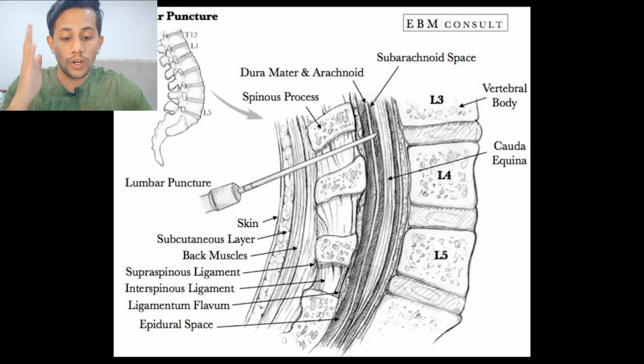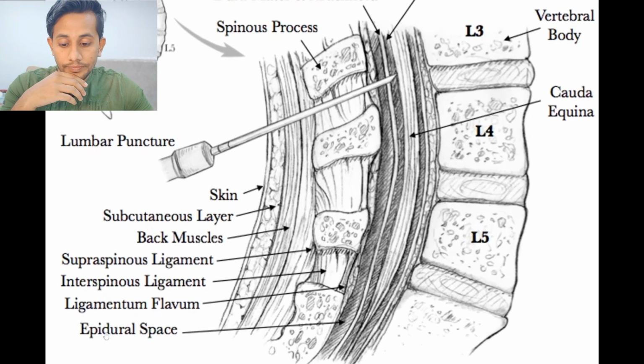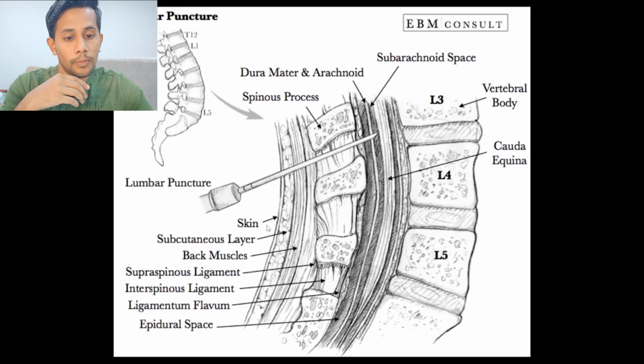Now, a point to be mentioned is that muscle is the one that you will face the most resistance with. After you're done passing the muscle layer, you will be faced with the interspinous ligament, then the ligamentum flavum, and after that you are into the epidural space. Here, the epidural space.